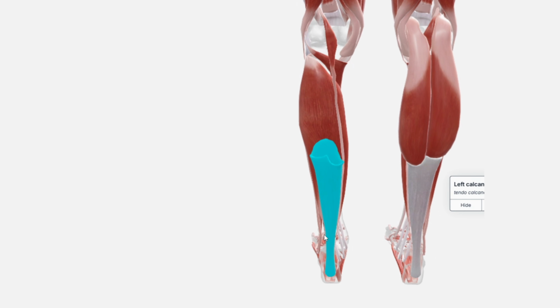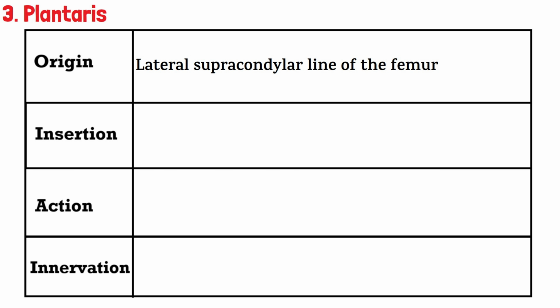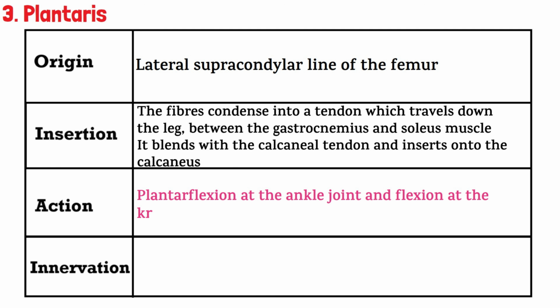Third muscle of the posterior compartment is the plantaris. The plantaris is a small muscle which is absent in approximately 10% of the population. It originates from the lateral supracondylar line of the femur. The fibers condense into a tendon which travels down the leg between the gastrocnemius and the soleus muscle. It blends with the calcaneal tendon and inserts onto the calcaneus. It contributes to the plantar flexion at the ankle joint and flexion at the knee joint. And it is also supplied by the tibial nerve.